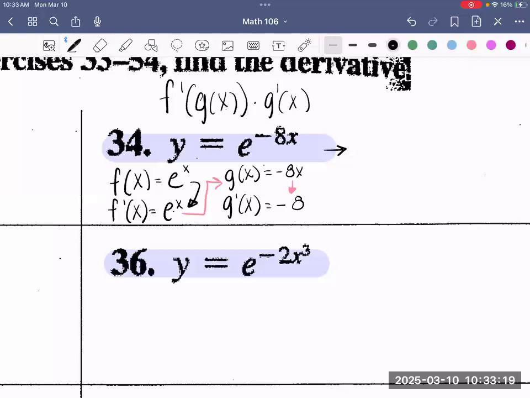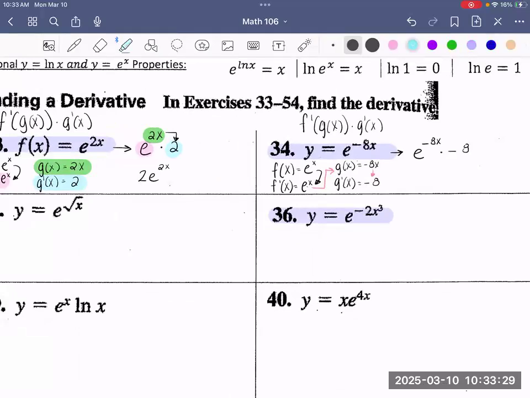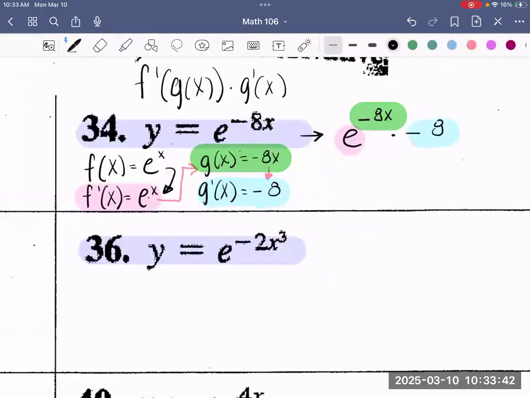So if we put it all together, we have e to the negative 8x times negative 8. And I want to make sure I highlight the exact same. So we have the derivative here of f. We have g on the inside, and then we have your negative 8 from the outside. So altogether, we have negative 8 e to the negative 8x.